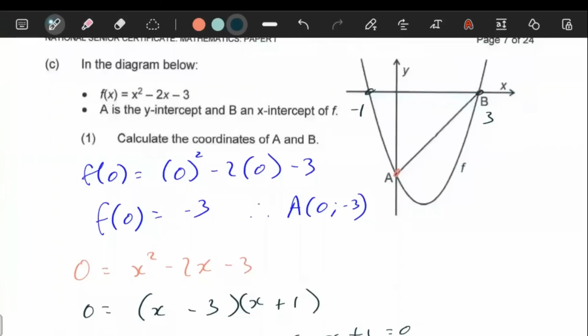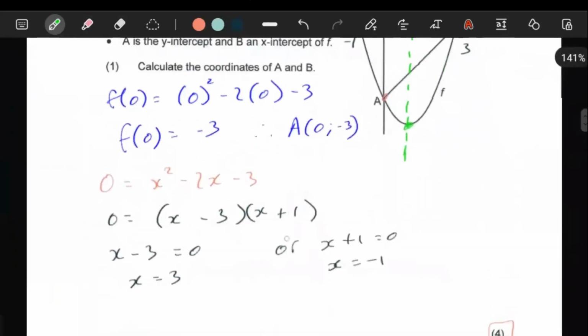Now, just for interest's sake, in the middle of our two x-intercepts is where the x value of our turning point is. That's the equation of the line of symmetry. It's in the middle of the -1 and the 3, which is technically at 1 here. But it's okay. Let's move on. Now, we have to fill in coordinates.